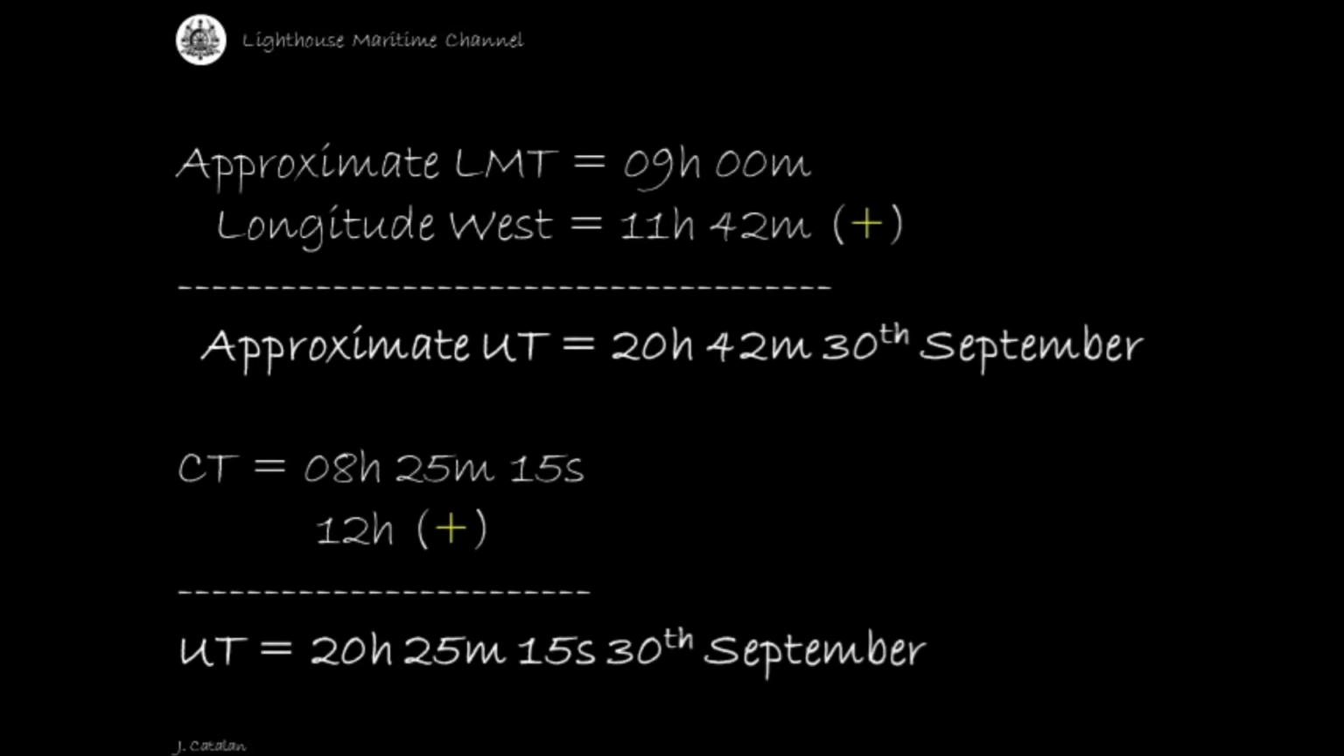Approximate LMT is equal to 0900 hours 00 minutes. Added by longitude west, which is equal to 1100 hours 42 minutes. The result is the approximate UT, which is equal to 2000 hours 42 minutes, dated 30th September. CT is equal to 0800 hours 25 minutes 15 seconds. Added by 1200 hours. The result is the UT, which is equal to 2000 hours 25 minutes 15 seconds, dated 30 September. Note: we will be using the 2003 Nautical Almanac.